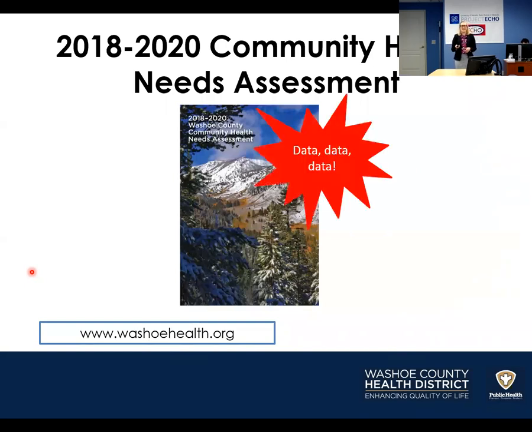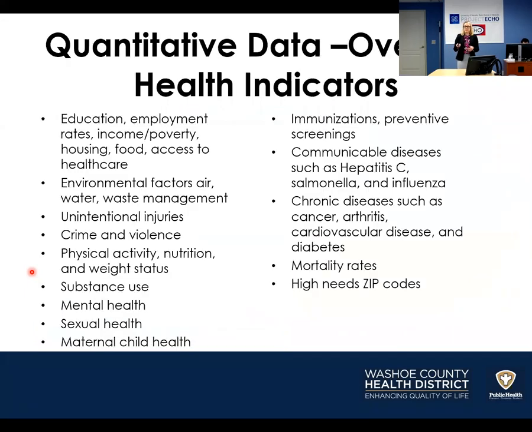It is chock full of data. It is a very robust 300-page document that covers a very wide variety of outcome indicators. We collected data and reported data on over 250 health indicators. I'm thinking about our quantitative data, of course. And as you can see here, it really has a wide scope. So we looked at those social determinants of health, in addition to things that would typically be included in a needs assessment, like maternal and child health, immunizations, communicable diseases, and mortality rates.